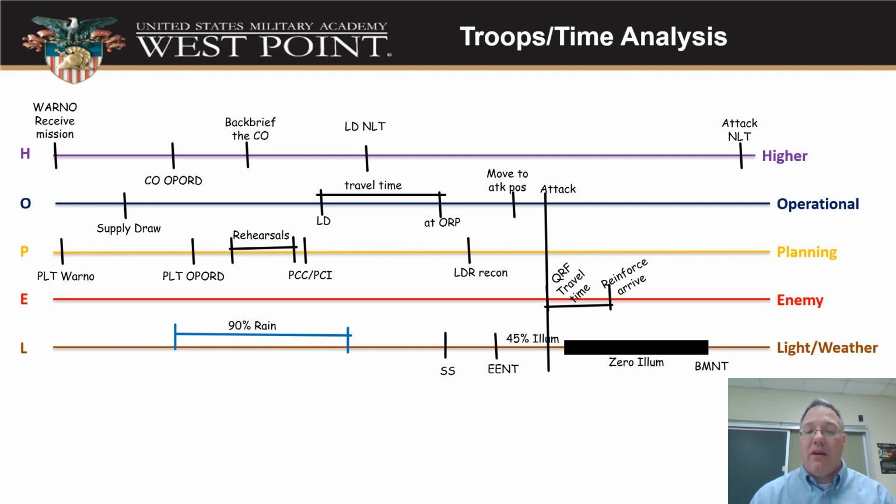And then your light and weather data you can fill out to help you see how all these different times line up. So I can understand what's going on with the weather while I'm doing my rehearsals, what's going on with the weather while I'm going to conduct my mission, and how my platoon op order, the back brief to the company commander, and when I'm LDing all line up with each other. So you can look across this timeline and understand it. It gives you some structure.